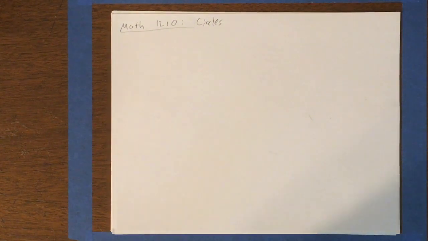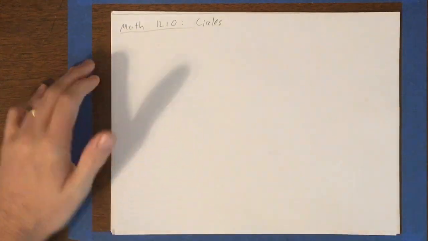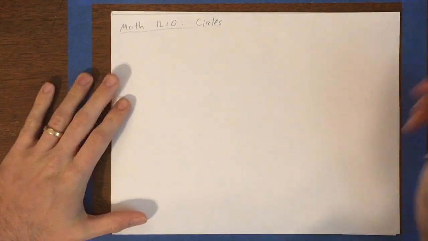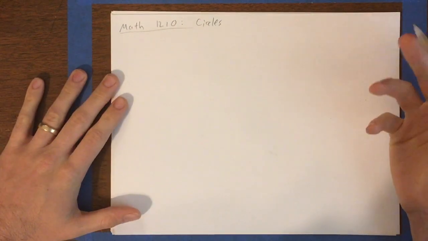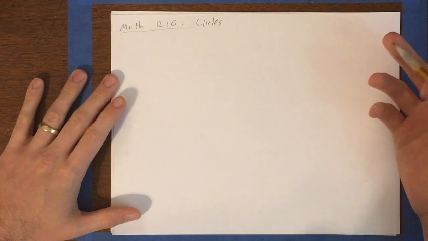All right, so let's begin with circles. Circles are probably the simplest of the conic sections, and they provide us a nice familiar place to start. So remember that the definition of a circle is the set of all points that are exactly a fixed distance away from some central point.